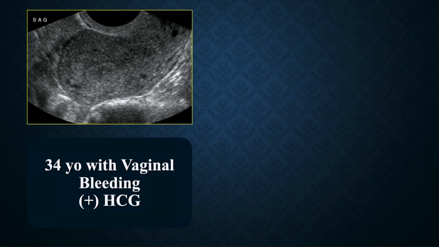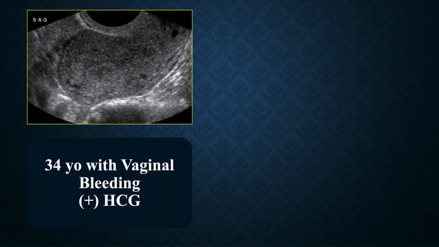So let's take a look at this case. This is just one example that I've had where it really is helpful. You look at this case: 34-year-old, vaginal bleeding, positive pregnancy test. Where's the sac? Maybe it's an ectopic pregnancy. In fact, the endometrium is really not that well defined. But you wouldn't say there's an IUP here.